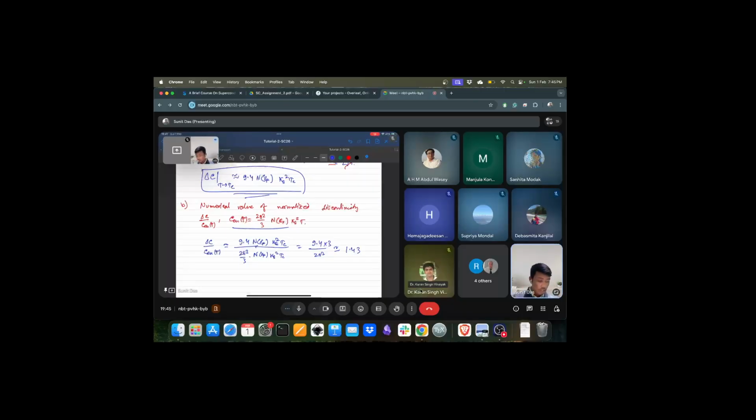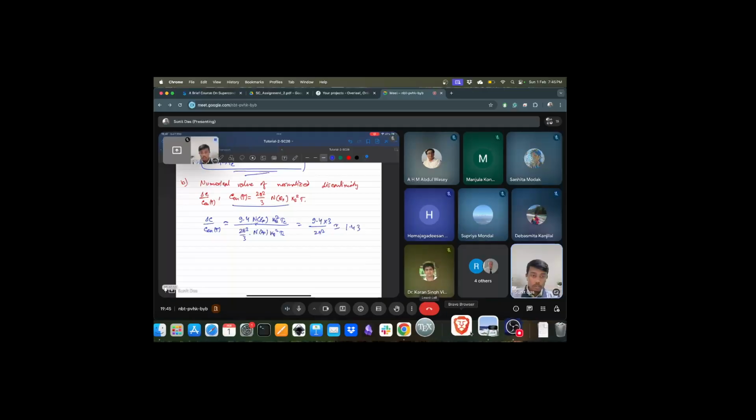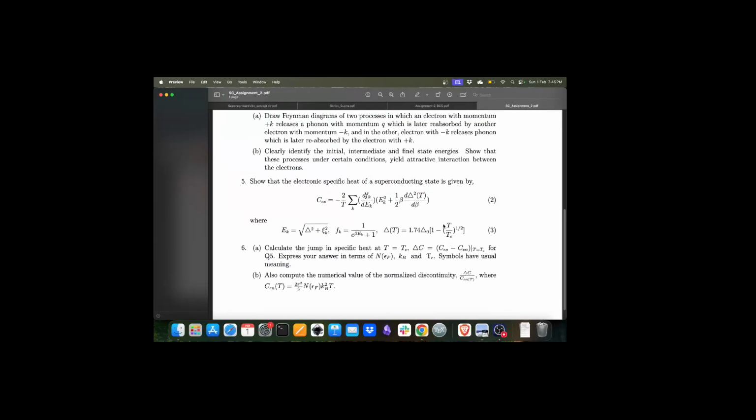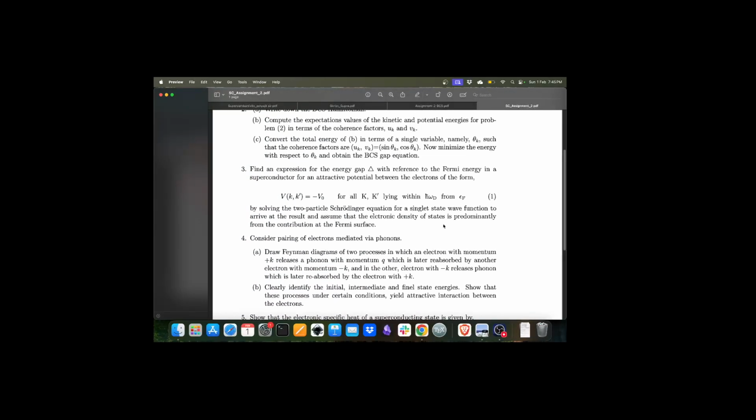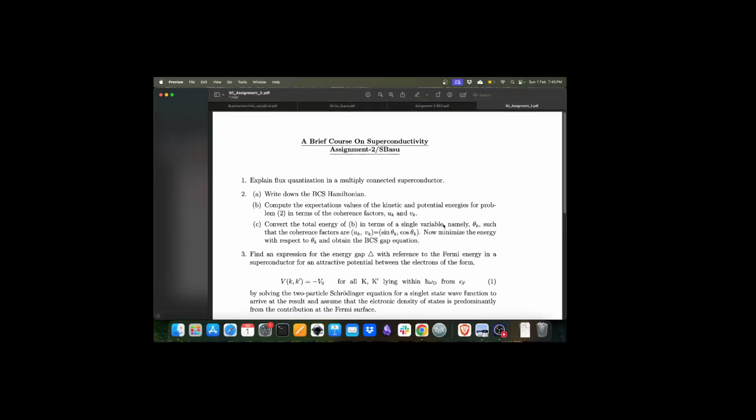Okay, so this was the last question. Then there is a question 3 which I didn't solve actually. Question 2 is fully solved in the lecture. Question 3, okay, so I'll actually solve the question. I mean, solve and upload.